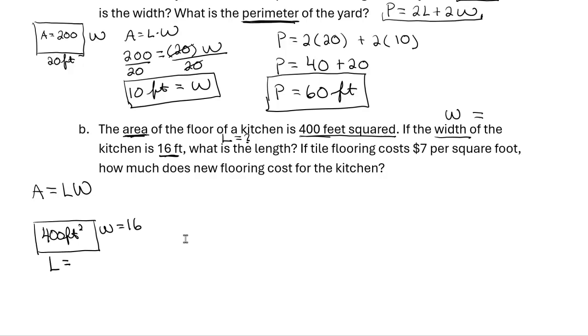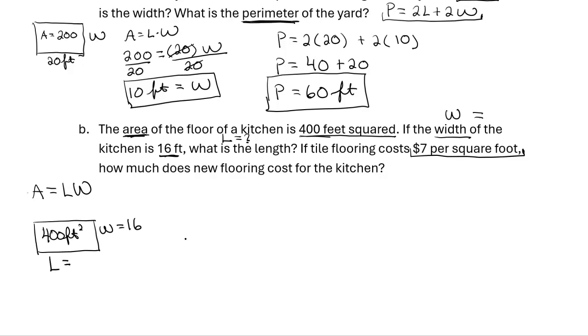And then it says, if tile flooring costs $7 per square foot, how much does new flooring cost for the kitchen? 2 question marks, 2 questions to answer. So I'm going to have 2 answers when I'm done with this.